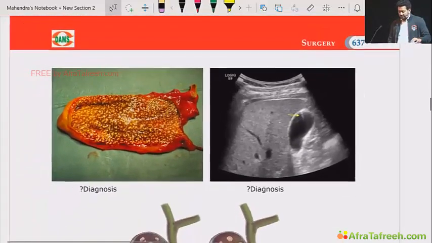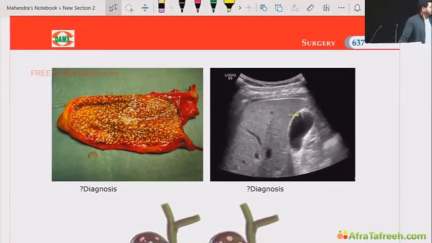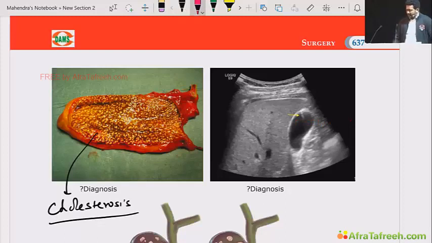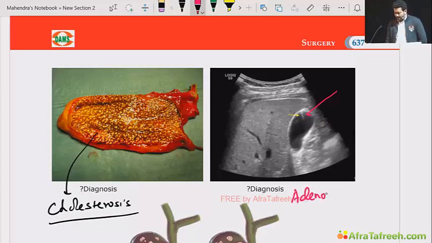What is the diagnosis? Looking at this gross specimen, last year's question. Multiple yellow flakes. This is cholesterosis, which is also known as strawberry gallbladder. What is the diagnosis in this? Where you can say a comet tail artifact. Comet tail, adenomyomatosis.